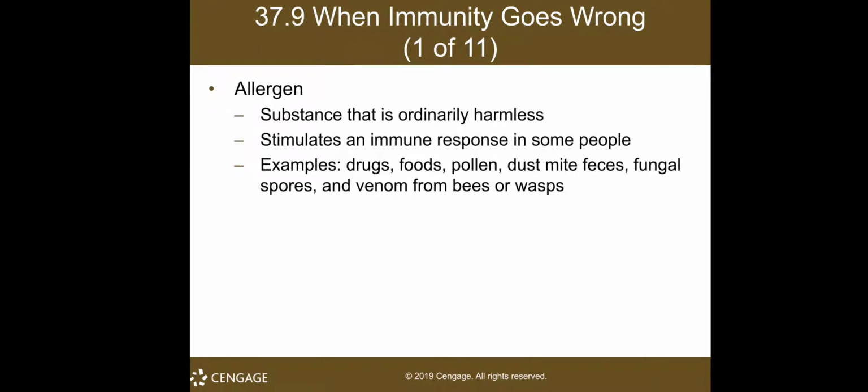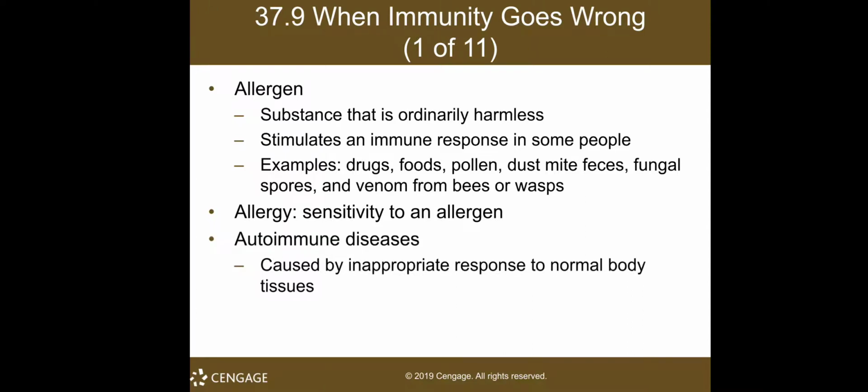So we will look at some of the scenarios where this balance is upset, where something goes wrong. The most common one is allergies. We have an allergen, which is a substance that is ordinarily harmless, but it stimulates an immune response in some people. Examples of allergens are drugs, food, pollen, dust mite feces, fungal spores, and venom from bees or wasps. And then the allergy is the scenario where you are sensitive to an allergen.